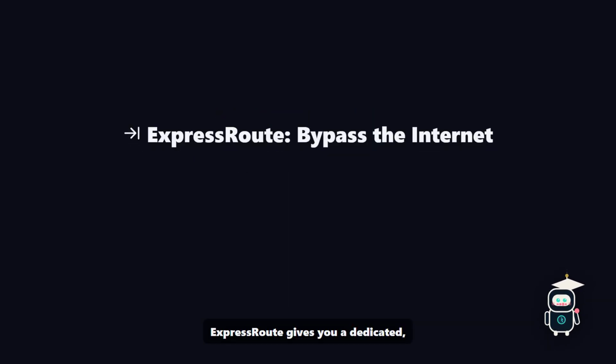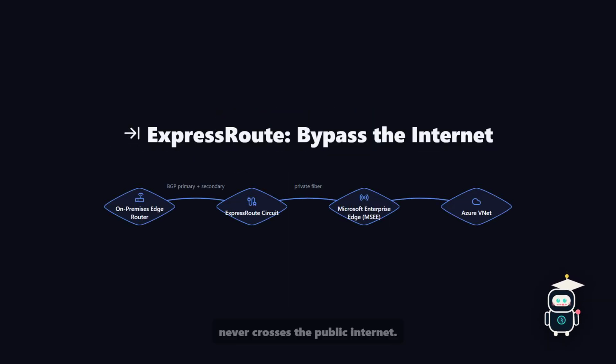ExpressRoute gives you a dedicated private tunnel into Azure that never crosses the public internet. Your on-prem edge hands off the connection to a Microsoft Enterprise Edge Router, MSEE, via BGP. Every circuit includes a redundant pair of BGP sessions, so hardware failover is built in. Bandwidth scales from tens of Mbps all the way to multi-Gbps, and with ExpressRoute Direct you can provision even higher speeds for data center scale workloads. The result? Enterprise-grade reliability, consistent latency, and a clean compliance story because your data never sees the open internet.